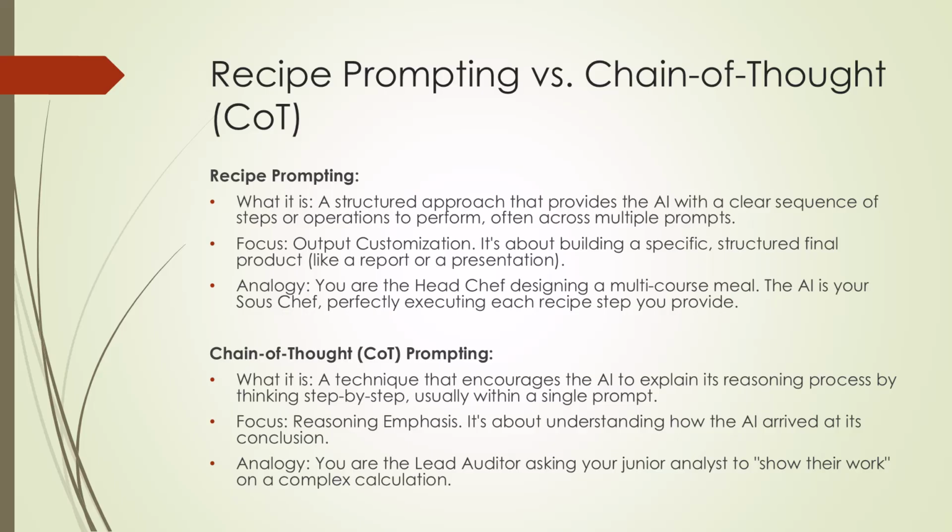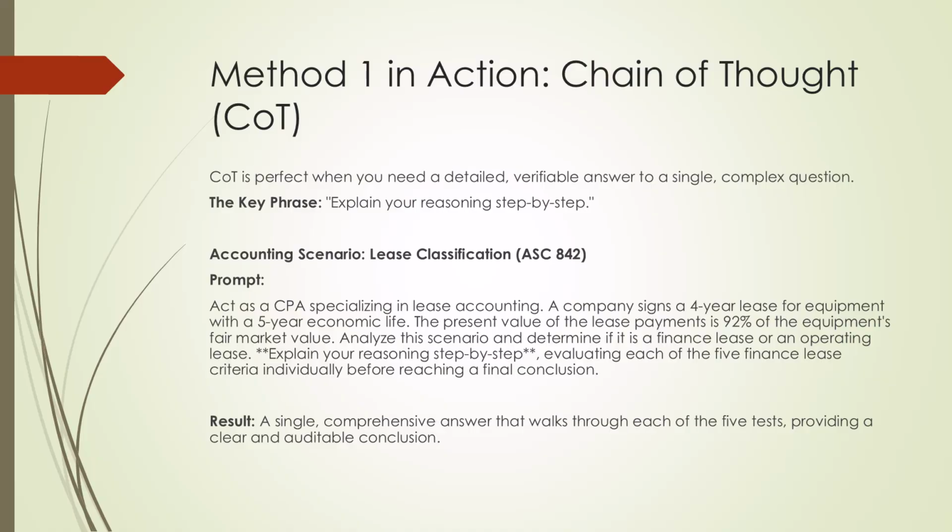executing each step. In contrast, chain of thought prompting is a technique that encourages the AI to explain its reasoning process by thinking step by step, usually within a single prompt. Its focus is on reasoning. It's about understanding how the AI arrived at its conclusion. Here, the analogy is that you are the lead auditor asking your junior analyst to show their work on a complex calculation.